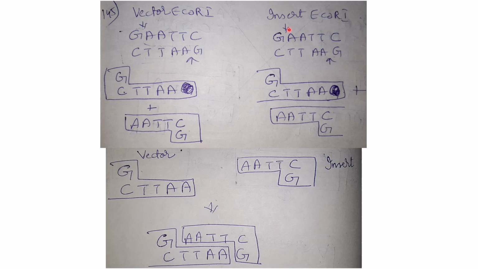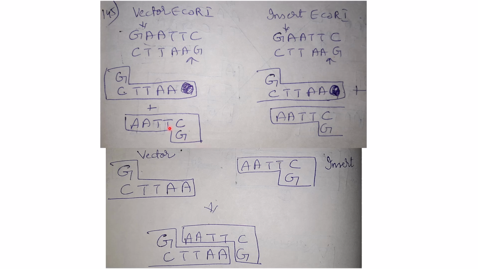Okay, now what is this? Vector and insert can be digested with those restriction enzymes which will create blunt ends. That is, they will not have these single stranded overhangs. I will show you the blunt end cutting. Now, blunt end cut vector and insert DNA will ligate only if both are cut with blunt end creators, that is, blunt end restriction enzymes. The vector has to be cut with blunt end, and the insert also has to be cut with blunt end.